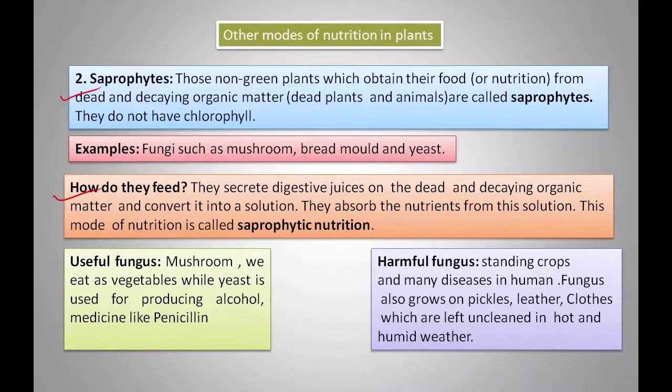Again, there are two types of fungus. One is useful and another is harmful. The mushroom which we eat as a vegetable is a useful fungus. Yeast is used for producing alcohol and medicine like penicillin. So they come under useful fungus. Whereas there are many harmful fungi which affect the standing crops and cause diseases in humans. Fungus also grows on pickles, leather, and clothes which are left uncleaned in hot and humid weather.